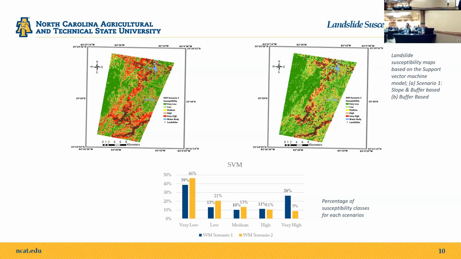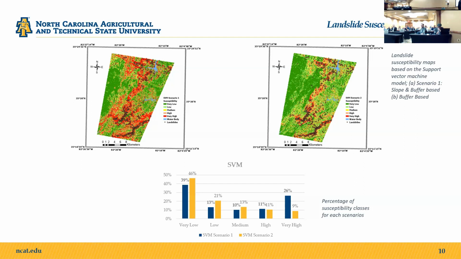Based on this, the area highlighted in red is high susceptibility, and the green is very low susceptibility. Then it comes down like that. This is the susceptibility map derived by support vector machine. This is for scenario 1, and that is for scenario 2. The graph down here shows what percentage of the study area was classified as very low, low, medium, high, and very high.